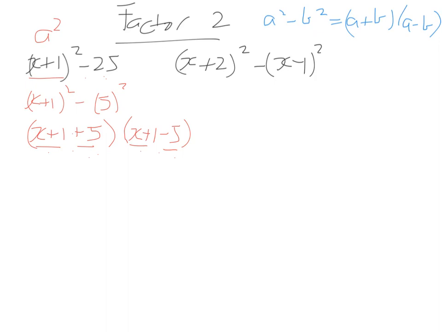So from there, we simplify. This becomes x plus 6, and this is x minus 4. So if we were to expand this, we'd end up with a trinomial, but if we were to do something called complete the square on this, we'd end up with this. Okay, on to the next one, onto this thing here.